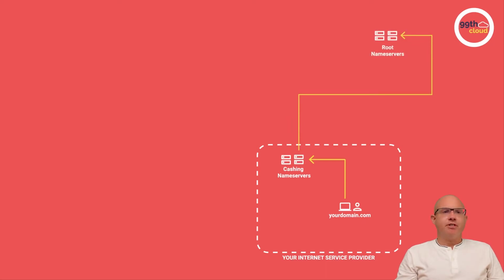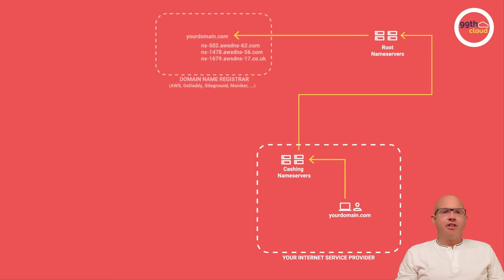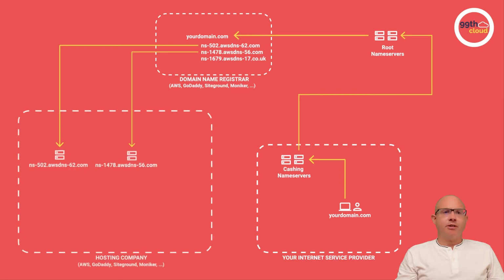The root name servers know at which registrar the domain is configured and will delegate the request to the name servers of the registrar. In the domain name configuration at the registrar, the name servers are configured that contain the so-called zone, which is a record that does the mapping from the domain names to the IP addresses. So the name servers of the registrar will delegate the request to the name servers the zone record is located on, which are usually the name servers at your hosting provider.